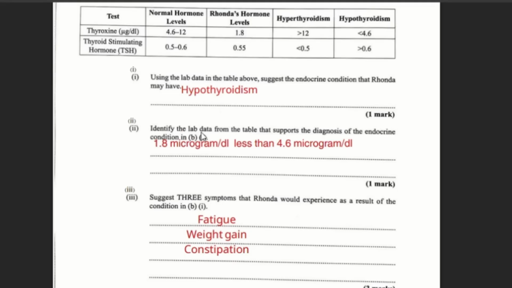Identify the lab data from the table that supports the diagnosis of the endocrine condition, and it's the same thing that I was explaining. Less than 4.6 and she has 1.8, so she's less than 4.6, and that's what makes her have hypothyroidism. Now the next question says state three symptoms that Rhonda may experience as a result of the condition in B.